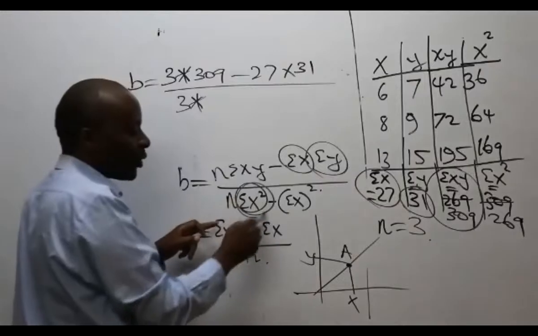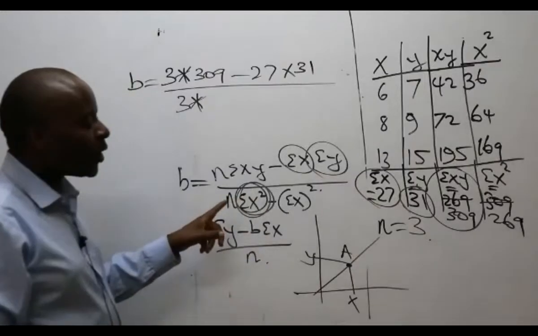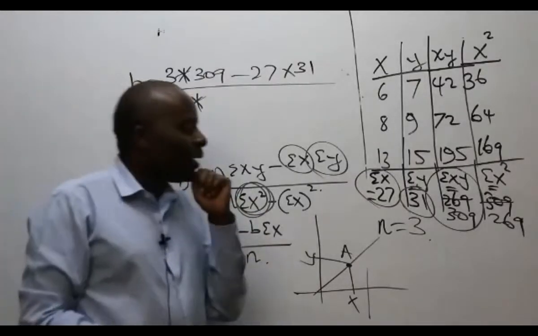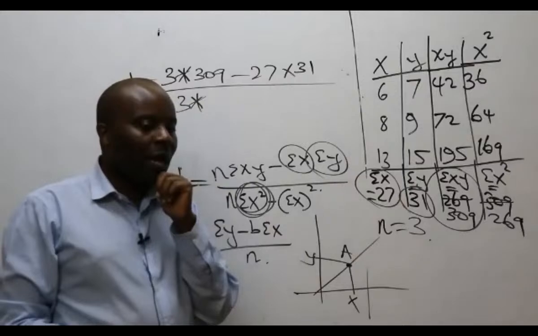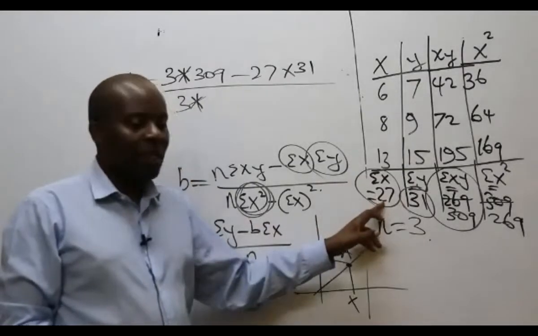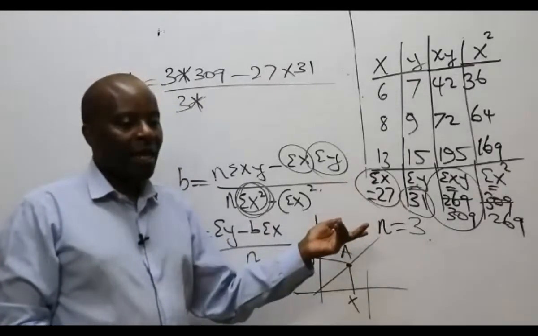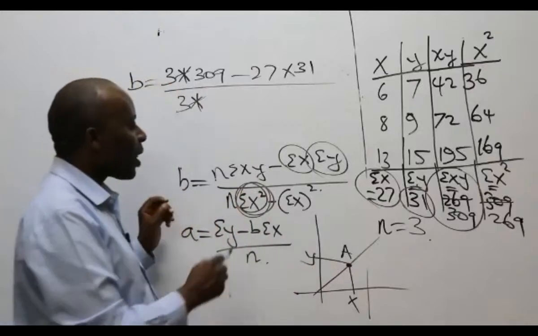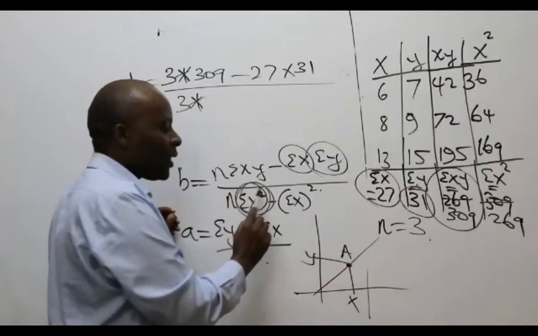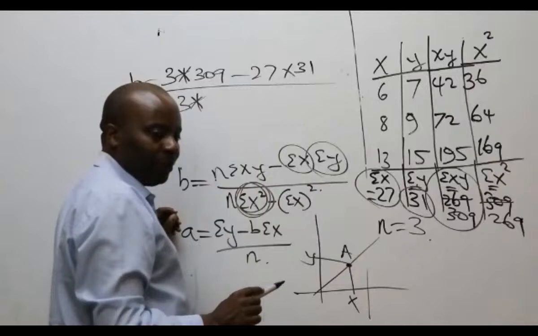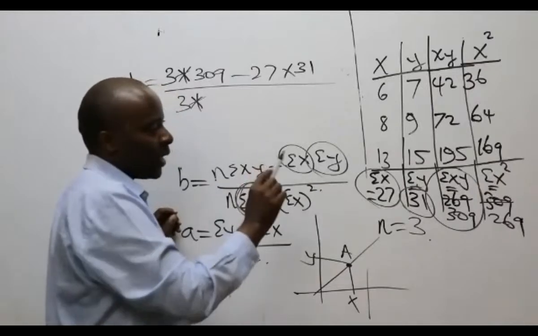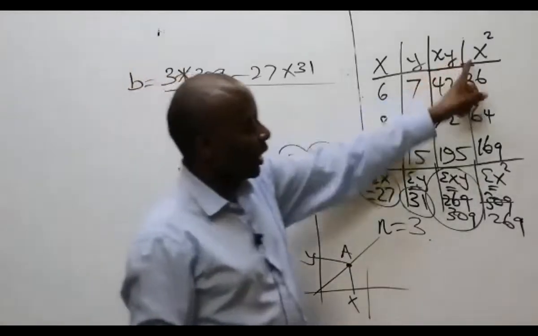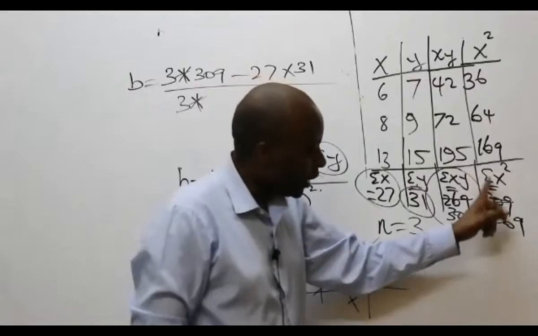So this is quite confusing. This confuses so many students. Another one told me, teacher, summation x squared is equal to 27 squared. That is wrong. This summation x squared, if you look at it very well, they want you to square x alone. Summation of x squared is here.